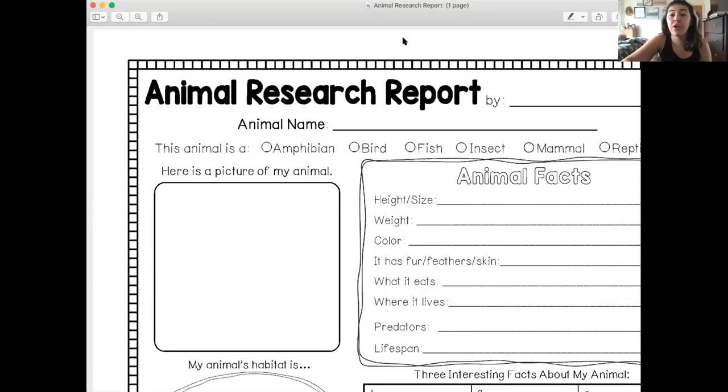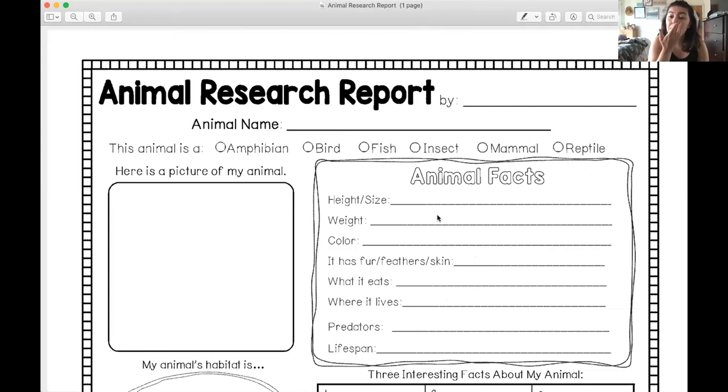So you have finished all of your animal research. You should have finished this animal research report sheet from a few weeks ago, as well as looking up and finishing the adaptation sheet or Google form from last week.